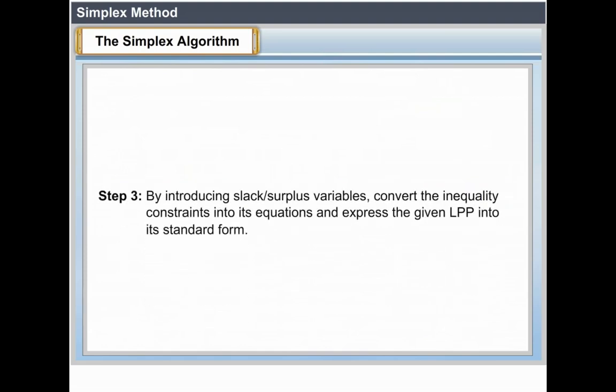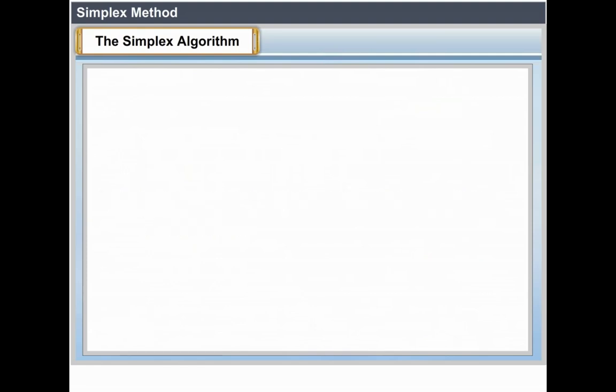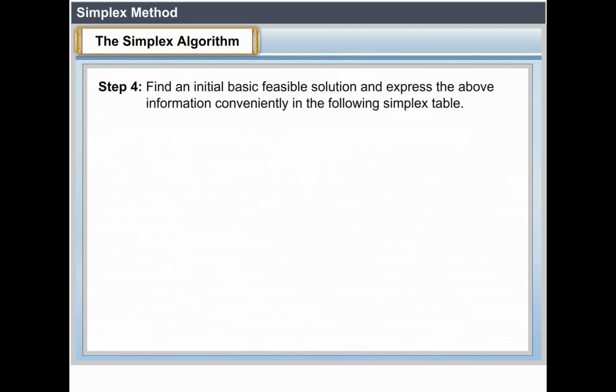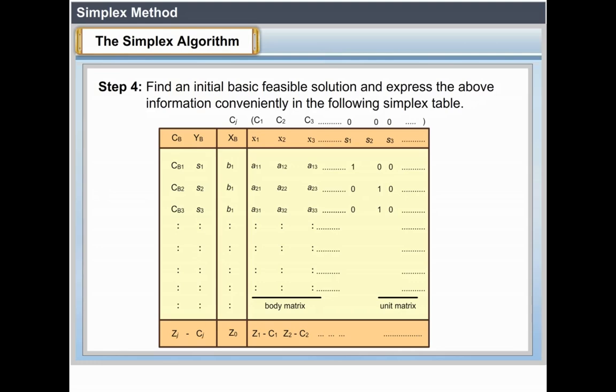Step 3. By introducing slack or surplus variables, convert the inequality constraints into equations and express the given LPP into its standard form. Step 4. Find an initial basic feasible solution and express the above information conveniently in the following simplex table.